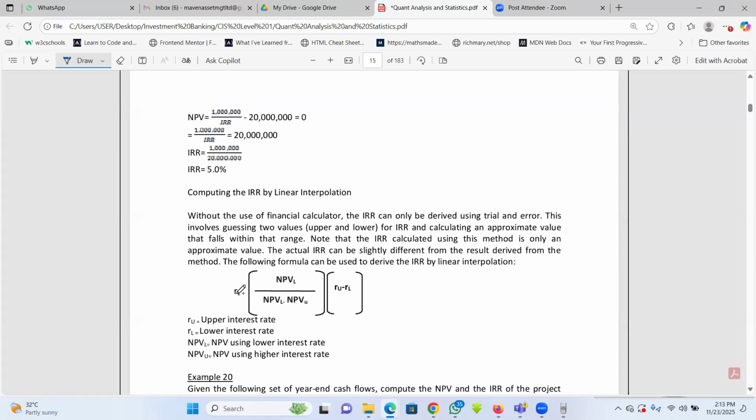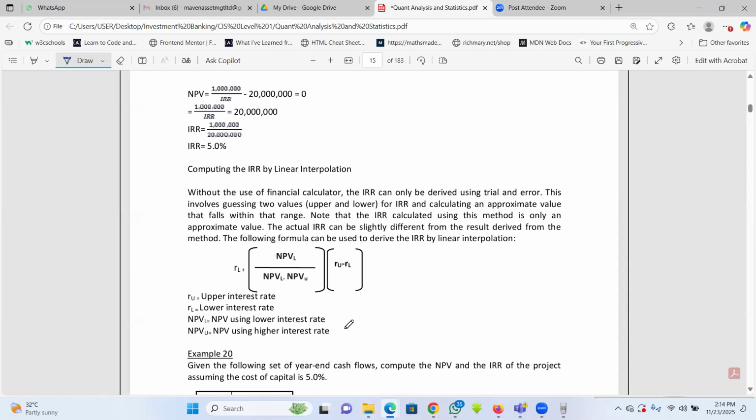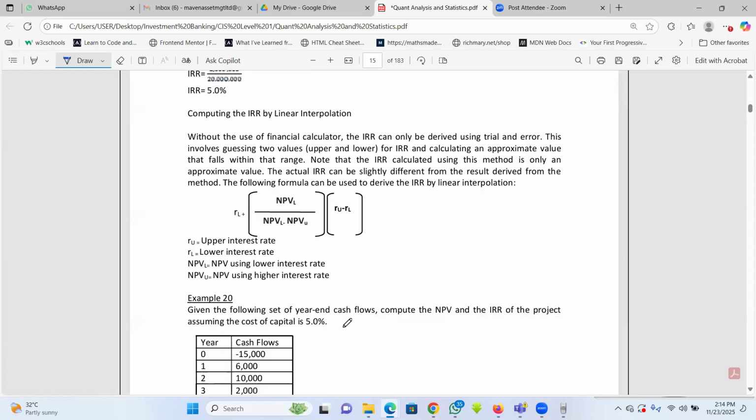Then you do this. That lower rate plus, open a bracket, NPV using the lower rate divided by the sum of the NPV at the lower rate and the NPV at the higher rate. Don't worry, I know I said sum, but you will see why as we go on, because ideally, this should give you a negative value. The minus times minus will make it a plus. So let's just stick to plus. Then you close that bracket, and then you have your higher rate minus your lower rate in another bracket. Let's leave this abstract and consider a question.